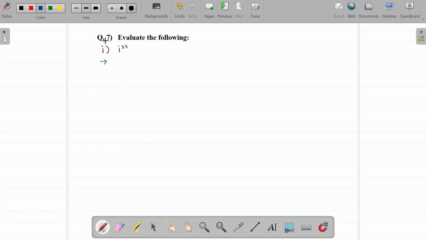Next, question number 7. Evaluate the following. First one, i³⁵. Now here, when we have i raised to n, where n is greater than 4, what do we do? We write n as 4m + r. The n given here, 35, can be written in the form 4m + r, and then we can solve the example. Okay.